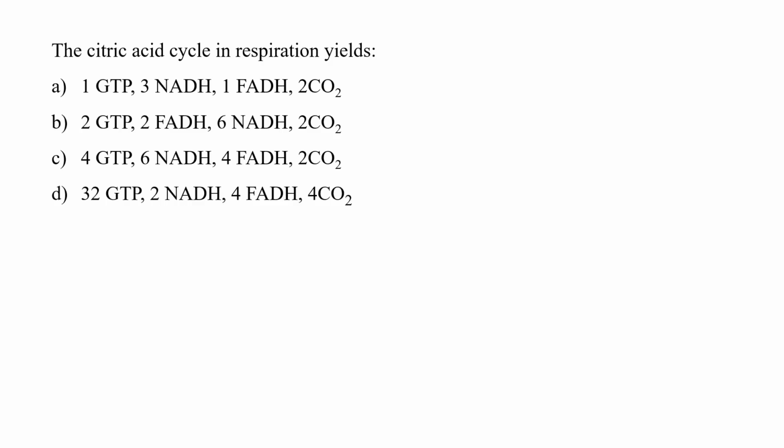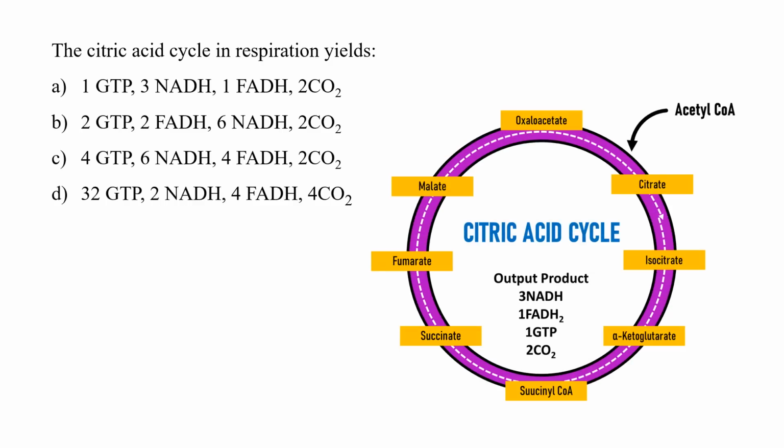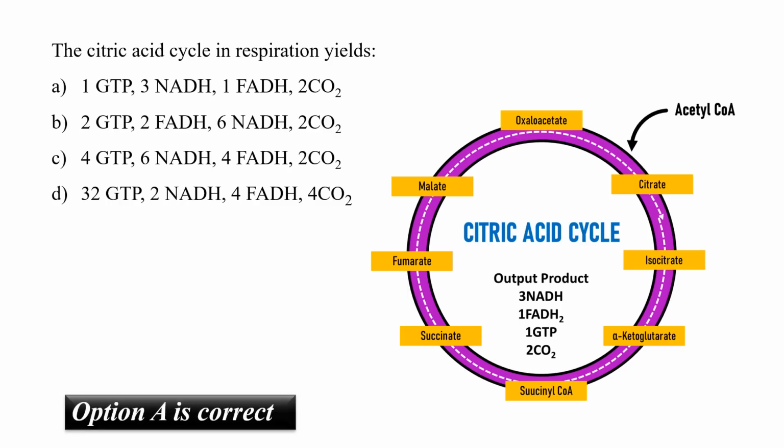The citric acid cycle in respiration is... So if we look at the diagram, we can find out that in one round of the citric acid cycle, or Krebs cycle, the output products would be 3 NADH, 1 FADH2, 1 GTP, and 2 CO2. So option A is the correct answer.